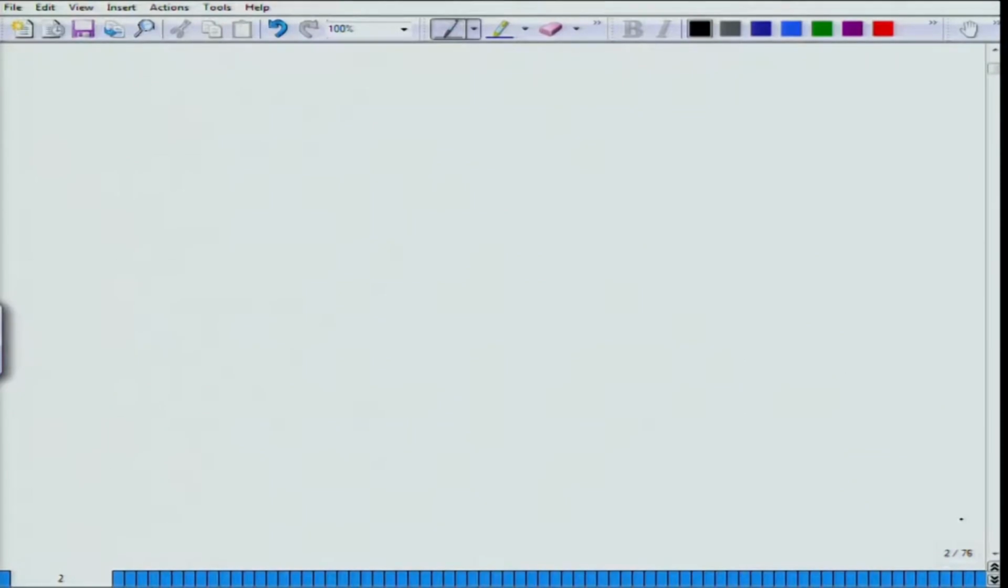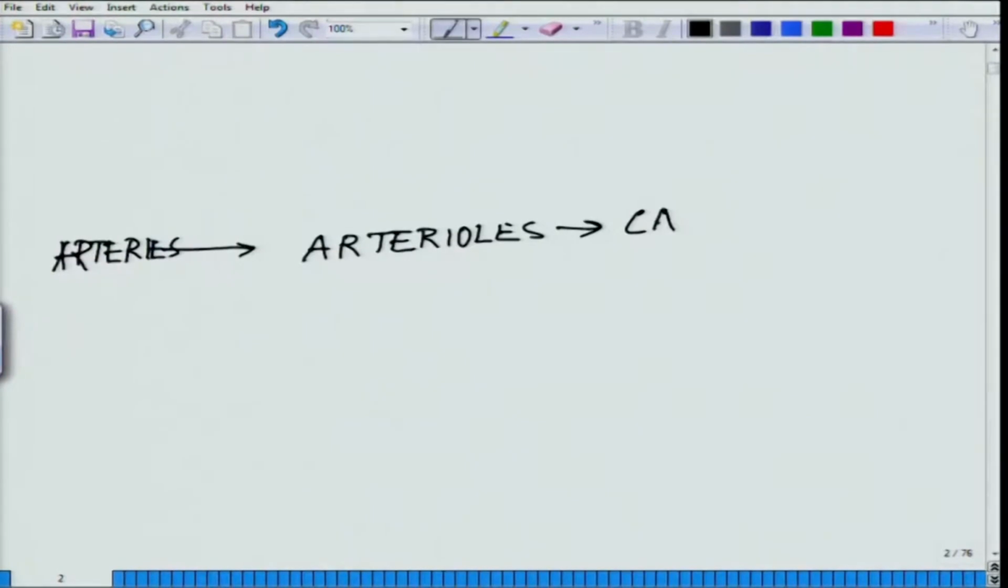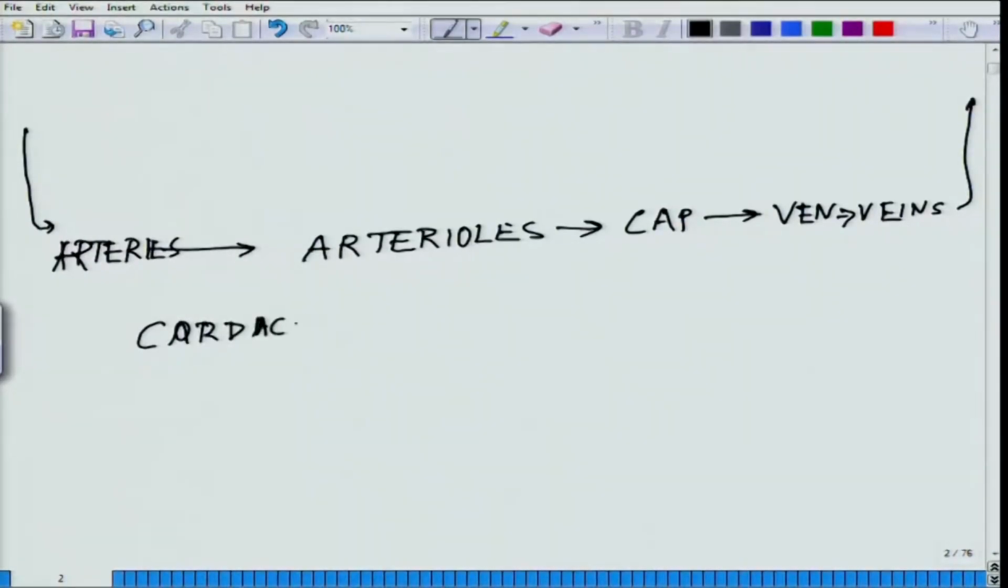If you remember, when we drew the first overall outline of this section, we talked about the blood flowing from the arteries to the arterioles, then through the capillaries to the venules and to the veins, and back. And we talked about the cardiac output and the pressure differences.